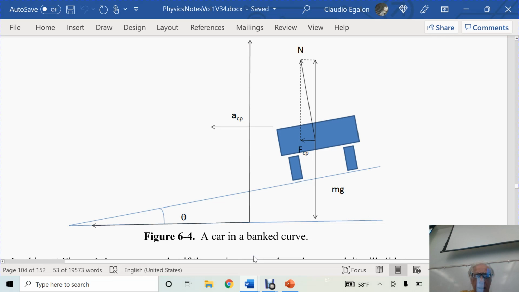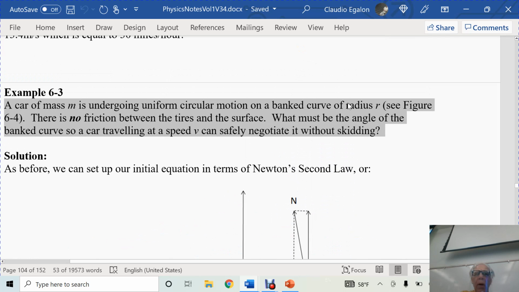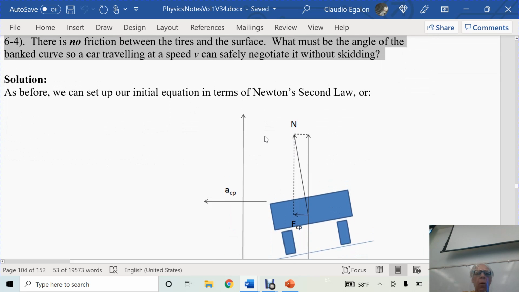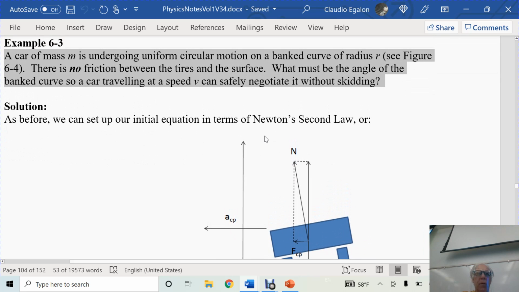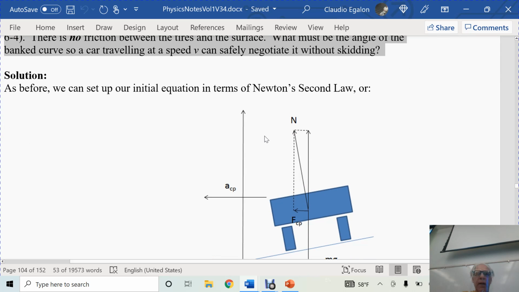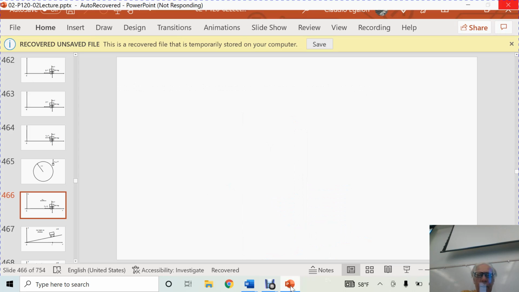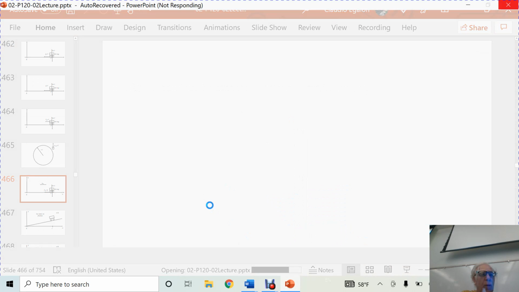So here you go. That's the situation that we have. Let's see what we know. We know the radius of the curve. We know the mass of the car. We know that there is no friction. We know the speed, and we want to find out the angle of the banked curve. Okay, so the car can safely negotiate the curve.